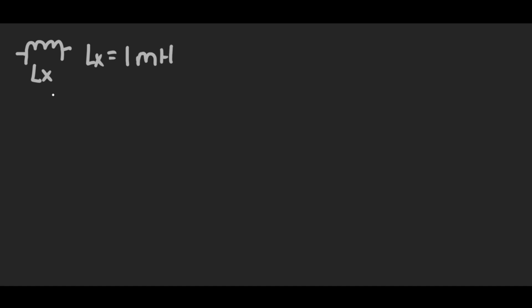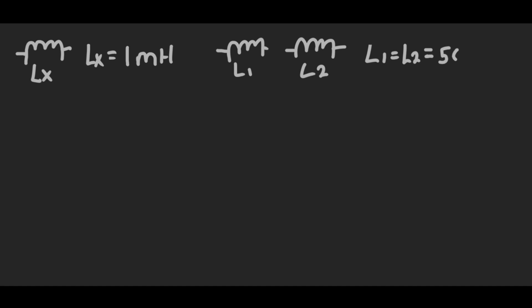Now let's consider two inductors to build up from that. Here we have an inductor, L1. Here we have an inductor, L2. L1 is equal to L2 in this case, so they both have values of 50 millihenries in this example. Let's apply those formulas to see what happens to the overall inductance.